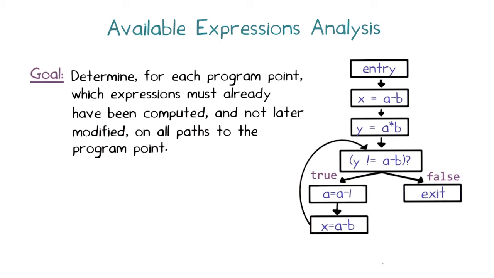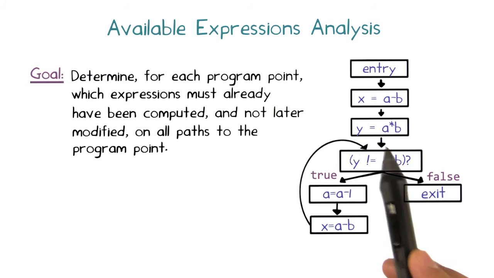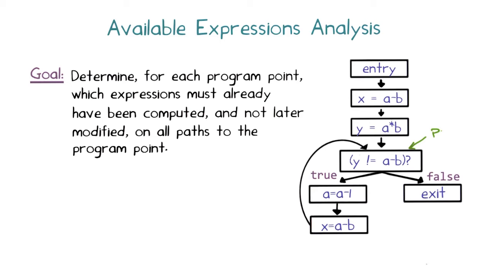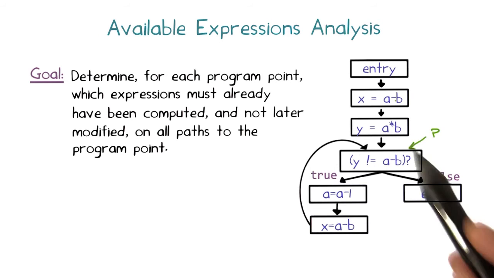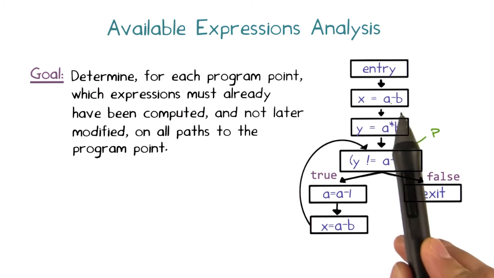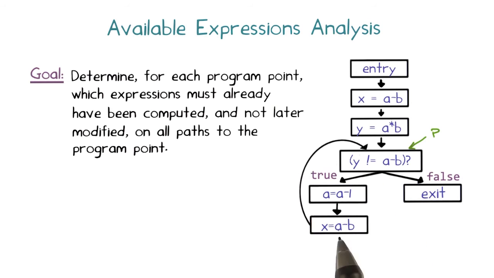There are three expressions of interest in this program: a minus b, a times b, and a minus 1. Consider the program point p at the entry of this condition. At this point, the expression a minus b is said to be available. To see why, let's show that this expression is already computed and not later modified along every path that reaches this point. There are two paths. Along this path, the expression a minus b is computed here, and neither a nor b is modified later. Likewise, along this path, the expression a minus b is computed here, and neither a nor b is modified later.